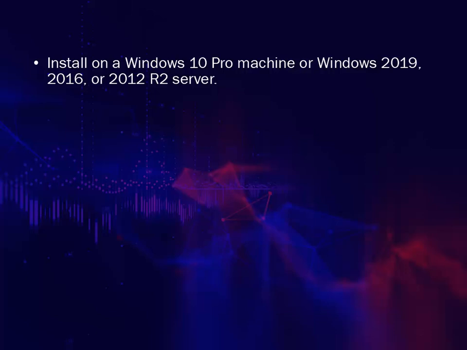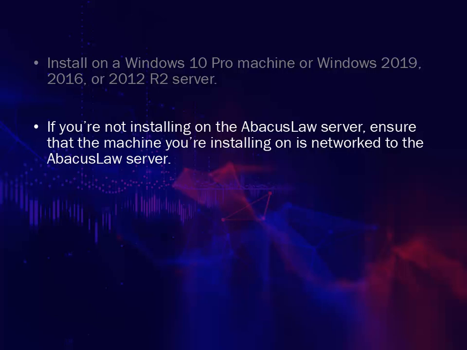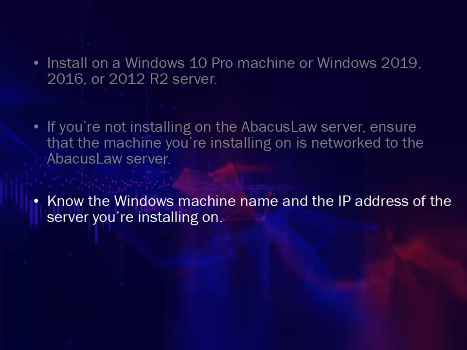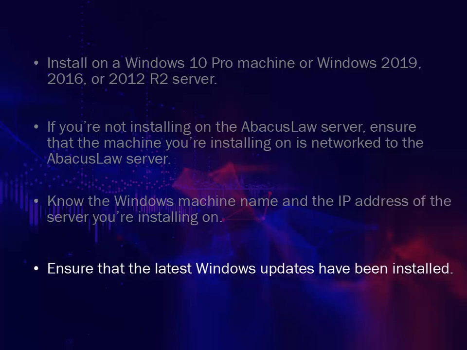Install on a Windows 10 Pro machine or Windows 2019, 2016, or 2012 R2 server. If you're not installing on the AbacusLaw server, ensure that the machine you're installing on is networked to the AbacusLaw server. Know the Windows machine name and the IP address of the server you're installing on. Ensure that the latest Windows updates have been installed.